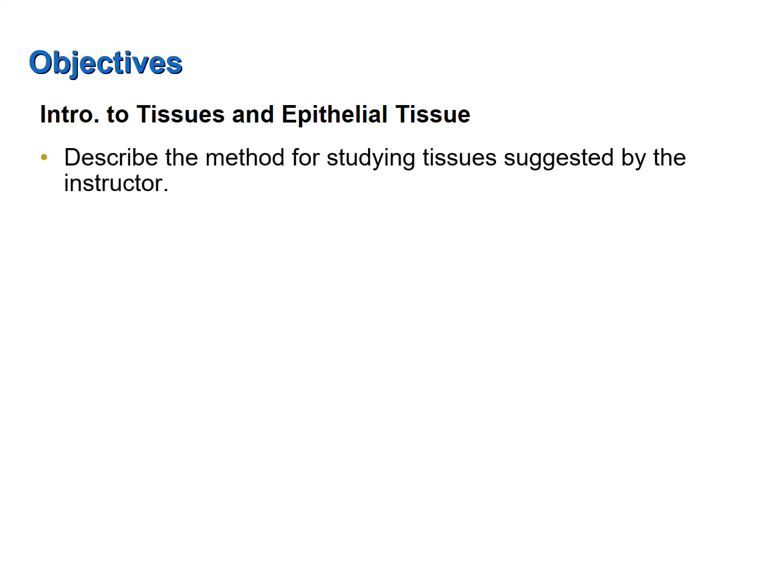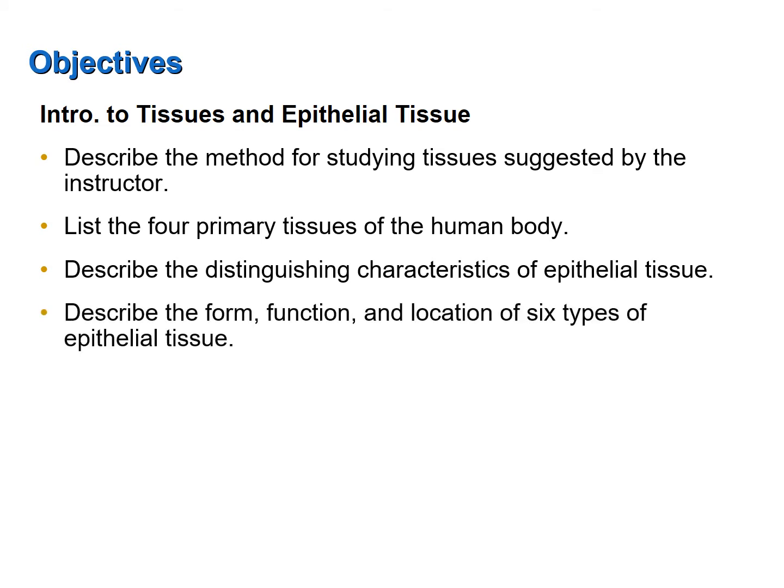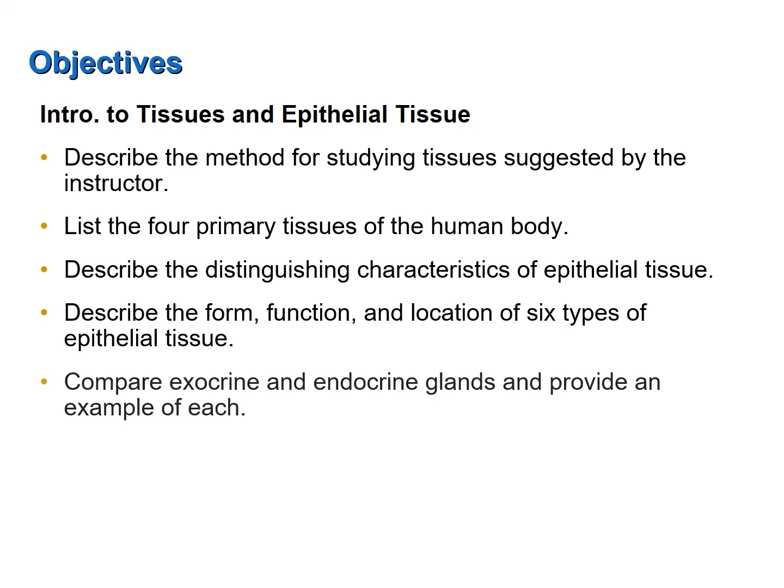Describe the method for studying tissues suggested by the instructor. List the 4 primary tissues of the human body. Describe the distinguishing characteristics of epithelial tissue. Describe the form, function, and location of 6 types of epithelial tissue. Compare exocrine and endocrine glands and provide one example of each.